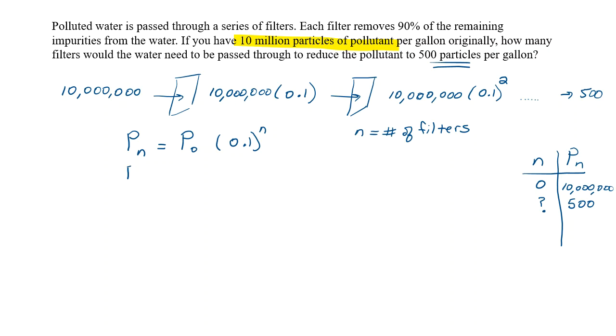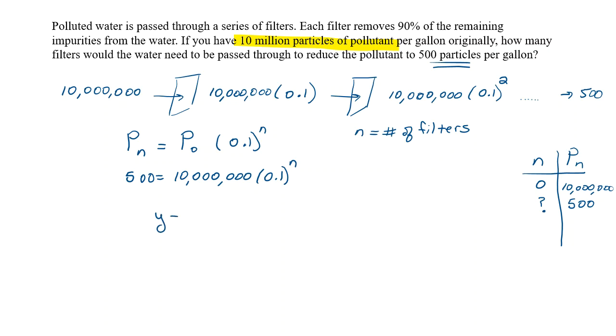So our P sub 0 value is 10 million. Instead of writing 10, we're going to write all of these zeros because what we want to do is figure out the n so that P sub n is 500. So I want to leave this as 500. Okay, so we're going to go ahead and use Desmos.